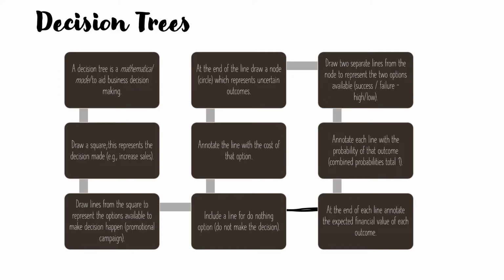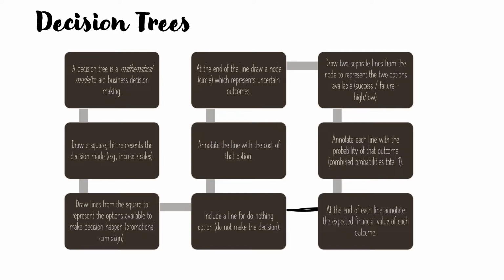It's a mathematical model, and there's a simple method to the construction and subsequent calculations, and it's given here in this diagram. So you start off with a square, draw lines from the square, annotate the lines, they're the decisions, cost of those decisions. At the end of those lines, draw a circle, probability nodes they're called, put a number on them, two lines from the probability nodes, success, failure, or whatever else is given in the question.